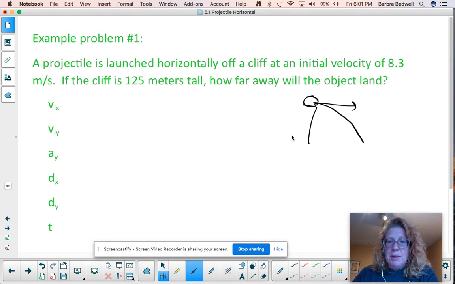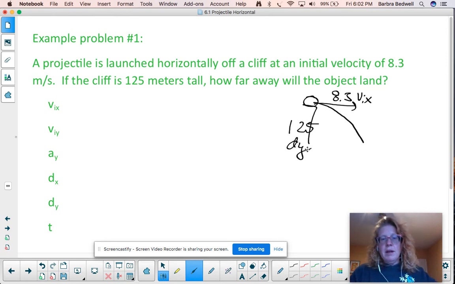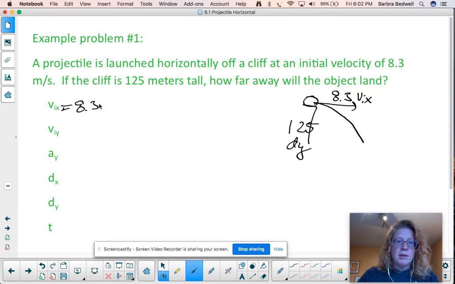What are some of the other things that we know? Well, we know that this side right here is 125. And then we know that this side over here is 8.3, that's v_ix. And the 125 is going to be d_y. So what are the pieces that we know? We're trying to figure out v_ix. Do we have that piece yet? Well, yeah, v_ix is given to us in the problem. We know that v_ix for it is going to be 8.3 meters per second.